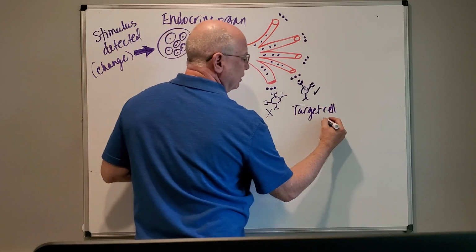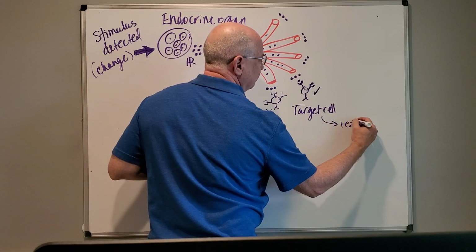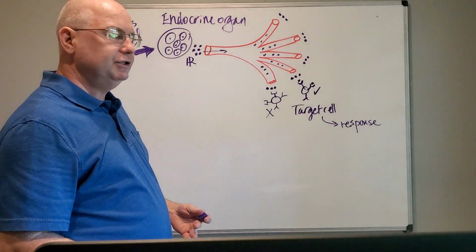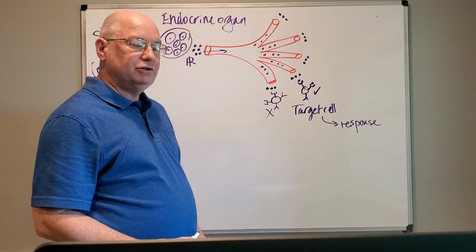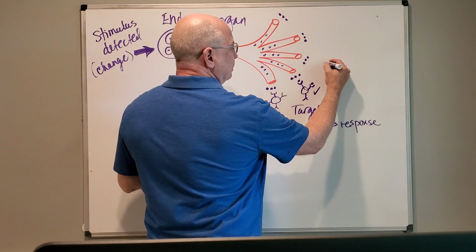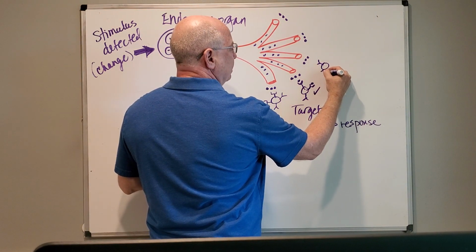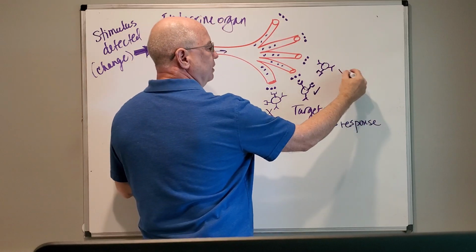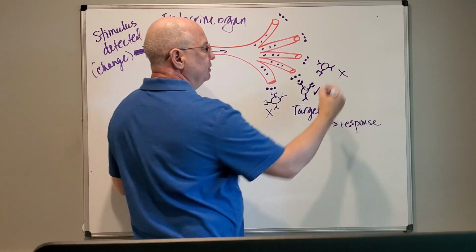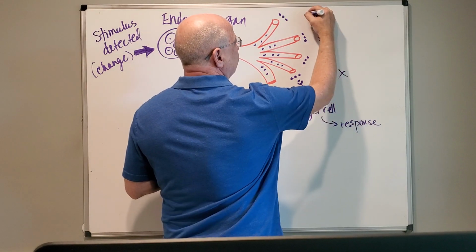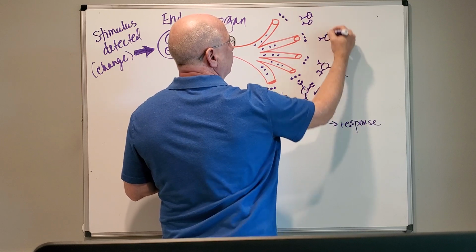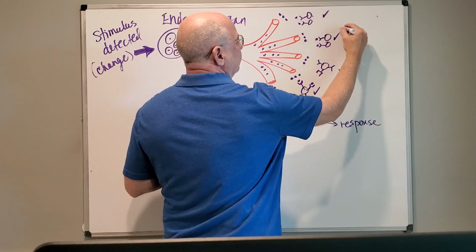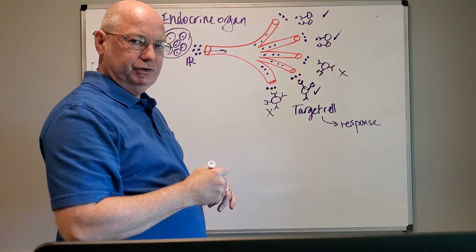And eventually the target cell is going to give some kind of response. It's going to alter physiology, so we call that a target cell. Let's say this cell does not have the same receptors. It's missing the ones that fit this hormone. This cell would not be a target cell. It couldn't respond. If this cell and this group of cells over here all have receptors and the hormone can bind to them, these would all 3 be target cells.